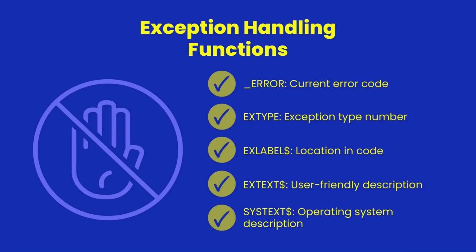Let's discuss the functions related to exception handling in Sheerpower. The following functions are used for managing exceptions. _error, this function provides the current error code. EXType, this function returns the exception type number. EXLabel, this function gives the location in the code where the exception occurred.